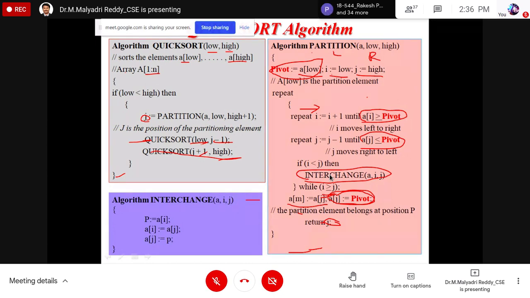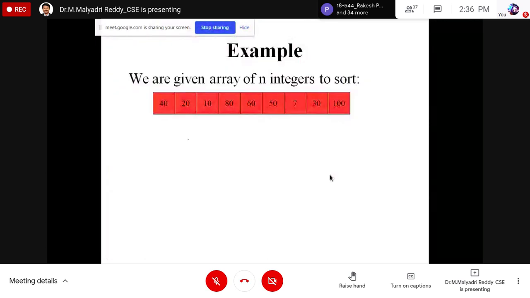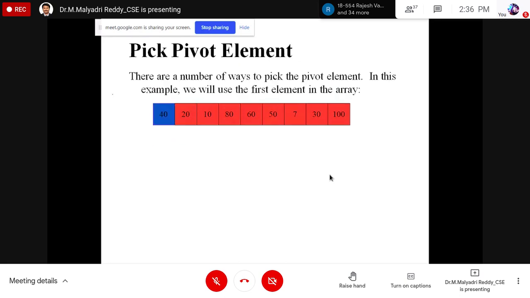So I have to trace this partitioning algorithm with an example. Suppose the given array is 40, 20, 10, 80, 60, 57, 30, 100, which we have to sort using the quicksort method according to the partition algorithm. The first element itself is the pivot element. The pivot can be the first, the last, or the median element, but according to the textbook rule, I choose the first element as the pivot. This is the pivot element.